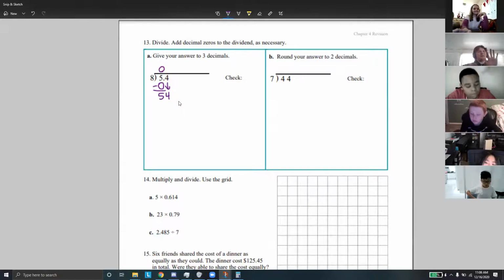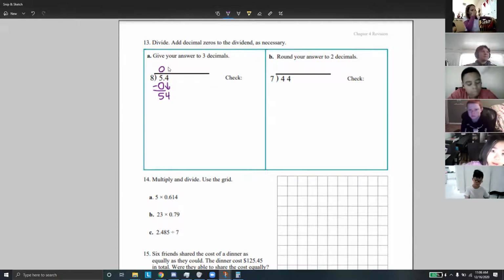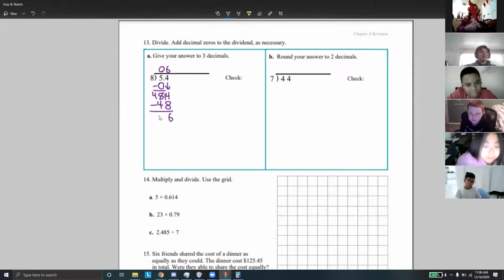8, 16, 24, 32, 40, 48. 54? What do you guys think? 8, 16, 24, 32, 40, 48. 48 is the closest. You can't use 7, it's 56. So 6 times: 8, 16, 24, 32, 40, 48. 54 minus 48. Can't do 4 minus 8. Make sure you guys are following along. 14 minus 8, that's 6. 4 minus 4 is 0.